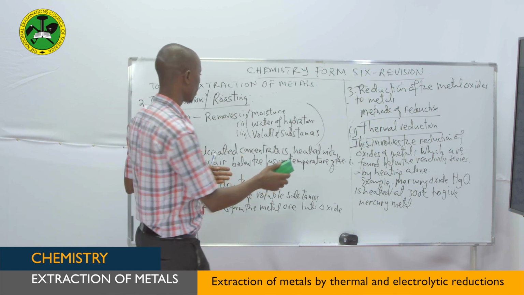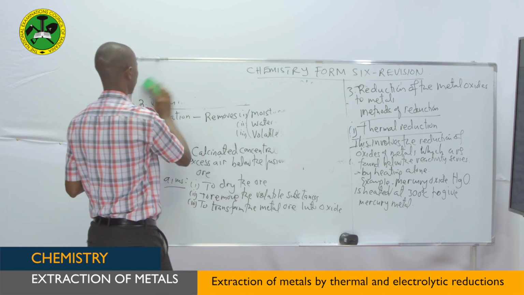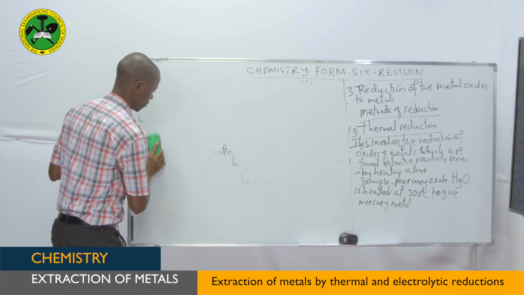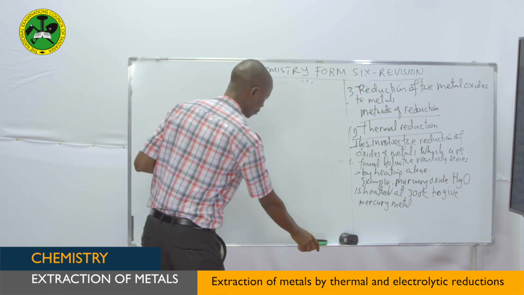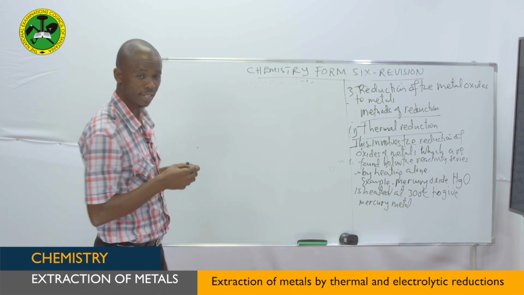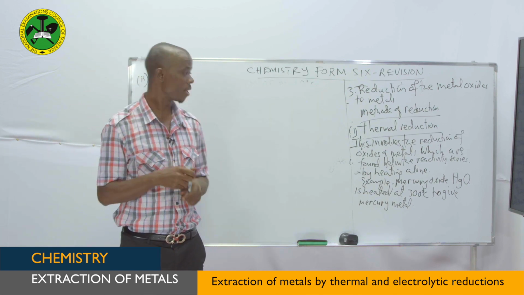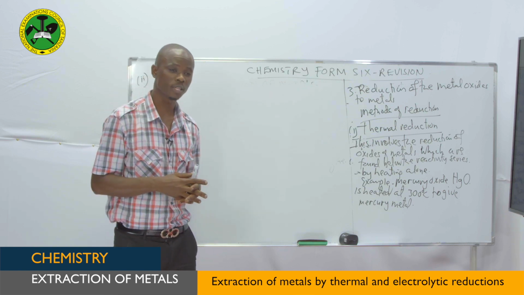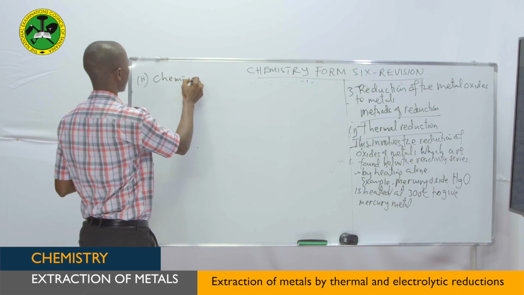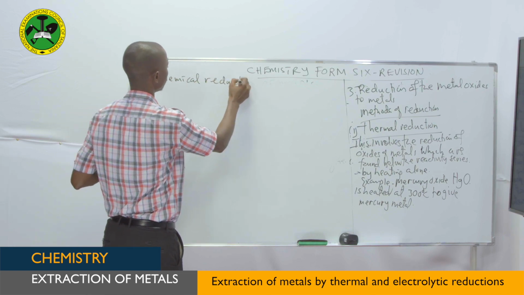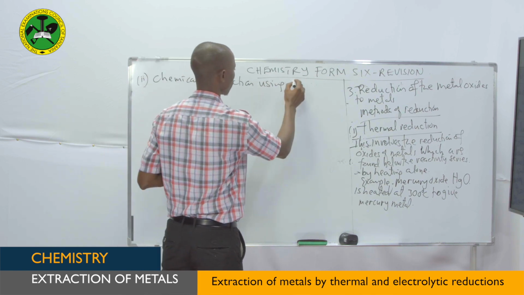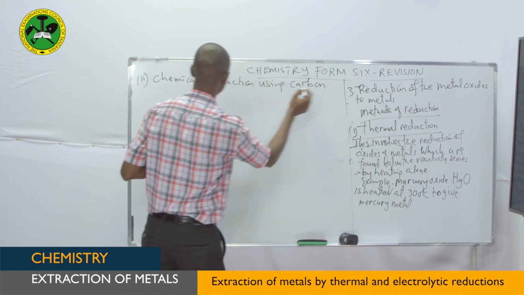We can have another one. The second method of reducing metal oxide to metals is chemical reduction using carbon.